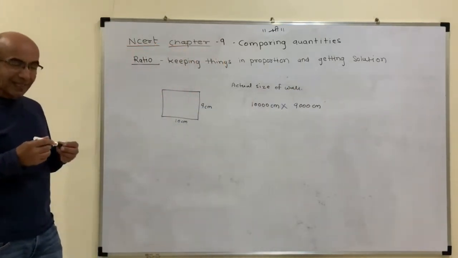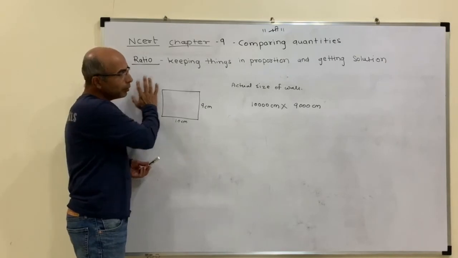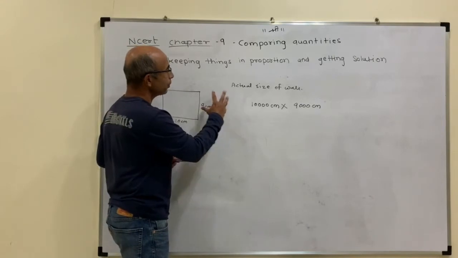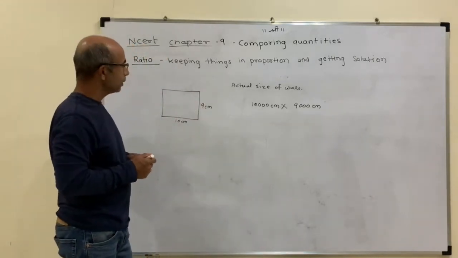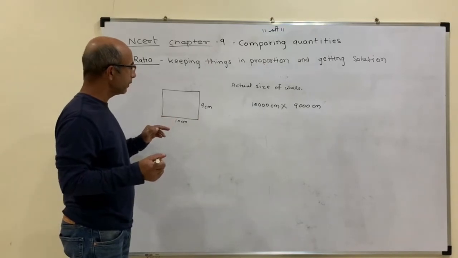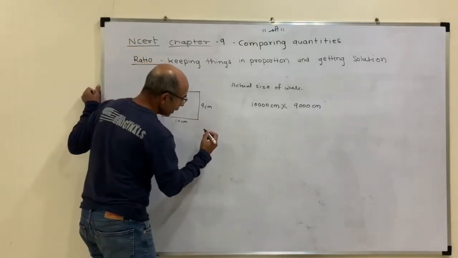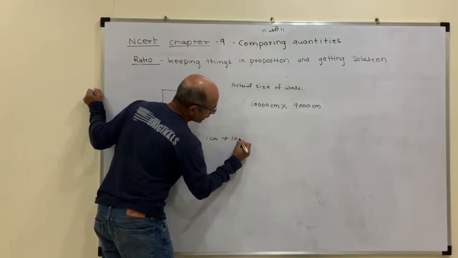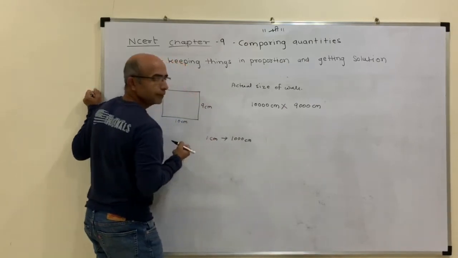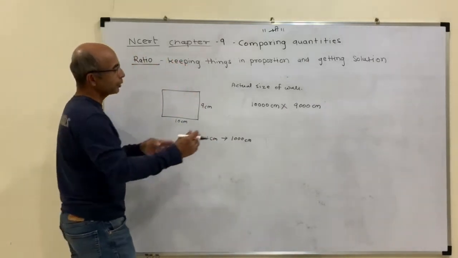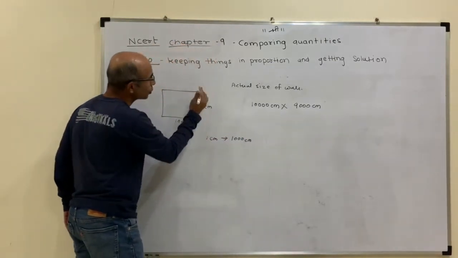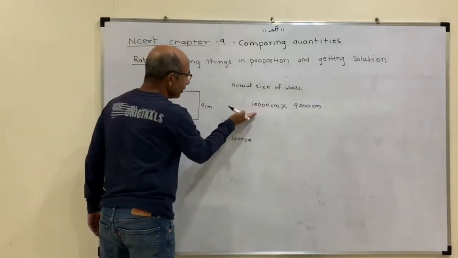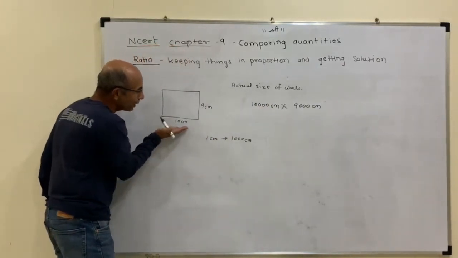Now, to sketch this wall on this board, I don't have enough space with me. So what I am doing, I am taking the proportion of it. I have taken 1 centimeter for every 1000 centimeter. The actual size is 9000 centimeter. I am showing that as a 9 centimeter. The actual length is 10,000 centimeter. I am showing that as a 10 centimeter.